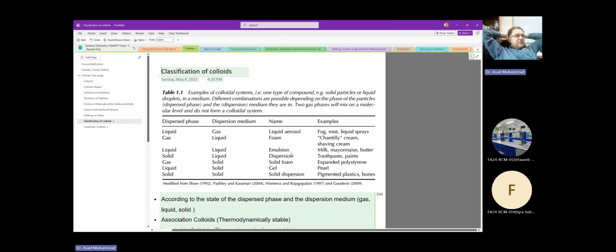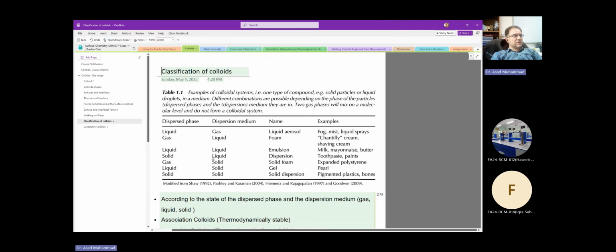So we have this classification of colloids. We also saw yesterday that we have these different types of colloids present. Liquid in gas, we have liquid aerosol. The examples are fog and mist. We have gas in liquid, that is, the dispersed phase is gas and the dispersion medium is liquid. We get a foam, as in shaving cream, etc. Then we have liquid in liquid. We get emulsion, where we have milk, mayonnaise, butter, etc.